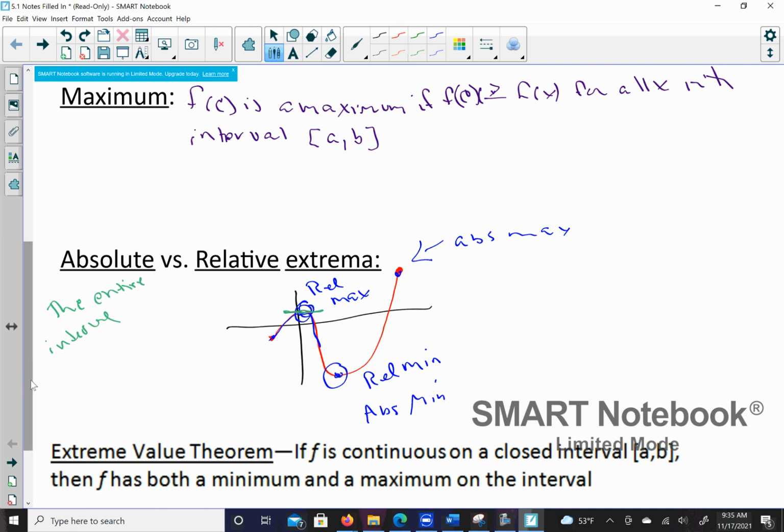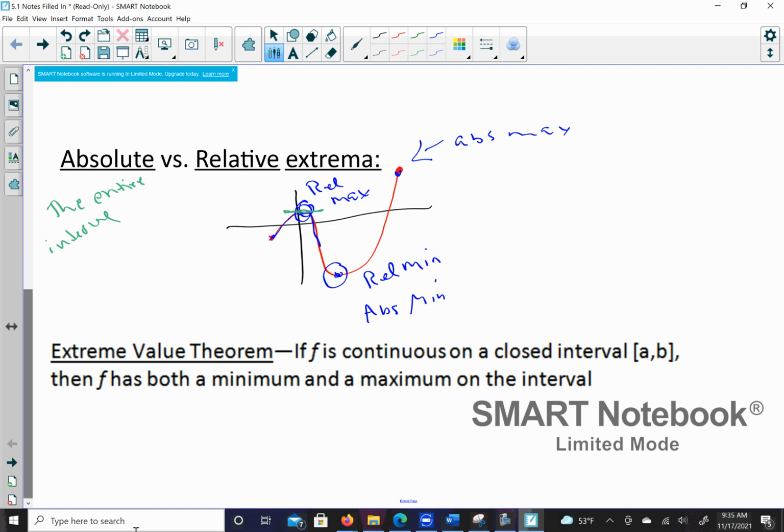What the extreme value theorem says is that if you are a continuous function, in other words, no breaks, no holes, no asymptotes, in the interval from a to b, then your function has to have both a minimum and a maximum on that interval. So somewhere on that graph, you're going to find the highest point and you're going to find the lowest point.